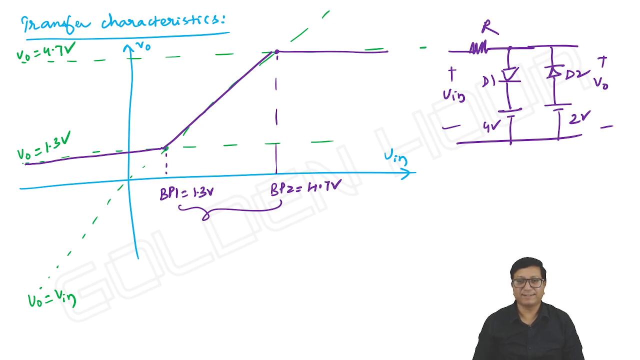Okay. This is the idea. D1 in series with 4 volts is parallel with D2 in series with 2 volts. That's it. To confuse us, they may change the things. What you have to remember: the diode directed upwards should be connected to a lesser voltage compared to the diode directed downwards. That's it. The change.